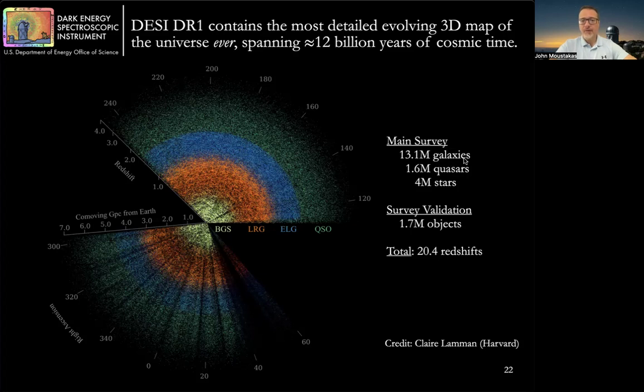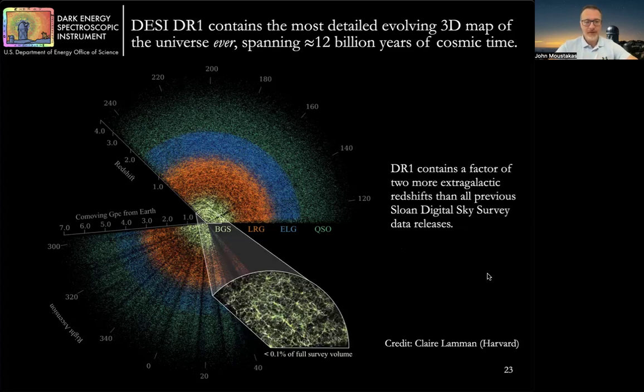And so in terms of accounting, the main survey contains 13.1 million galaxies, 1.6 million quasars, and 4 million stars. And if you combine that with the survey validation data we are re-releasing, it's a total of 20.4 million redshifts. And the amount of detail contained in a diagram like this is hard to see when you zoom out, but you can see, as an inset here, zooming into the BGS sample, this comprises less than 0.1% of the survey volume. Each point here is a galaxy, and you can see how galaxies have arranged themselves into the so-called large-scale structure of filaments and clusters, and then places where there are no galaxies are known as voids.